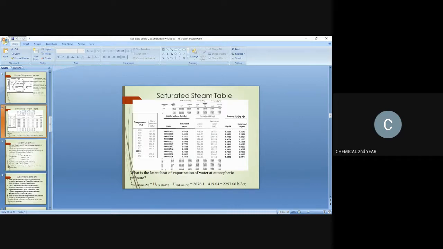Here, what is the latent heat of vaporization of water at atmospheric pressure? Here, the formula is: latent heat of vaporization at atmospheric pressure is equal to Hv at atmospheric pressure minus Hc at atmospheric pressure. That is, enthalpy of vapor at atmospheric pressure minus enthalpy of condensate at atmospheric pressure, which is equal to 2676.1 minus 419.04, which is equal to 2257.06 kilojoule per kilogram.